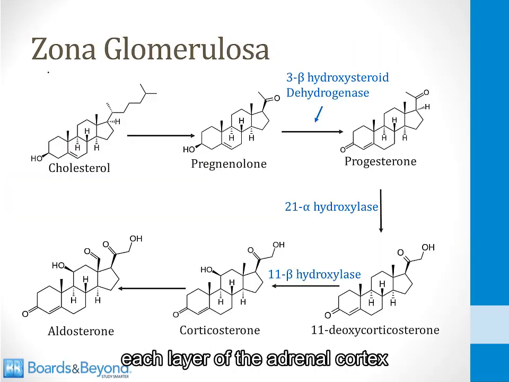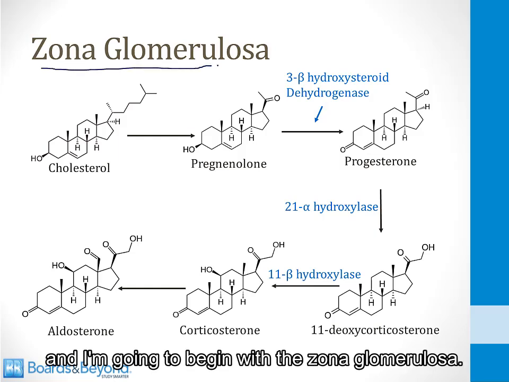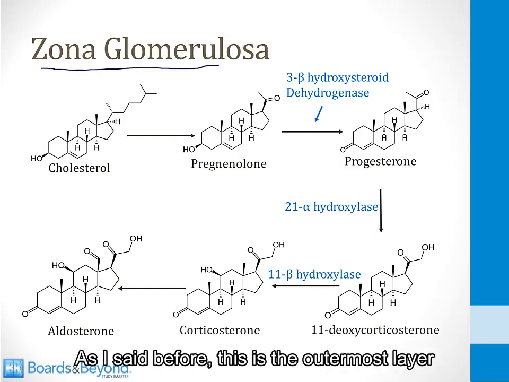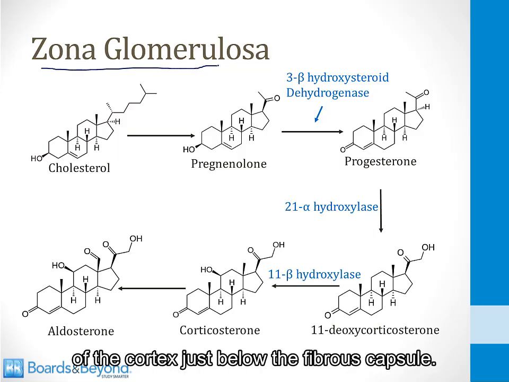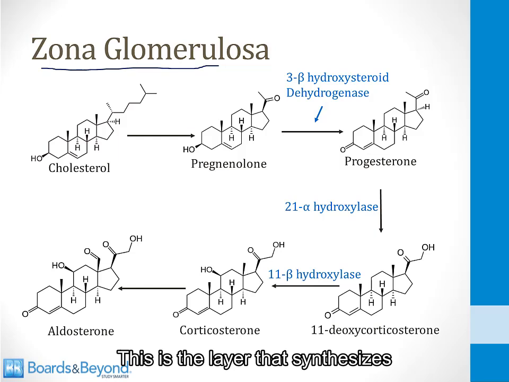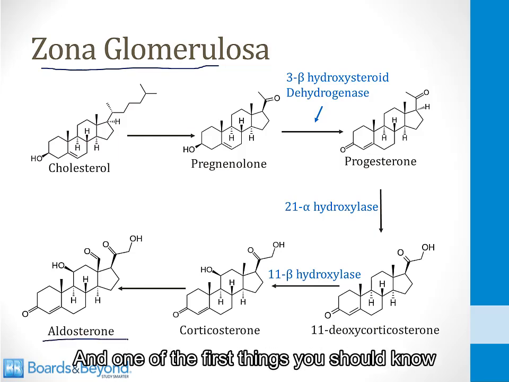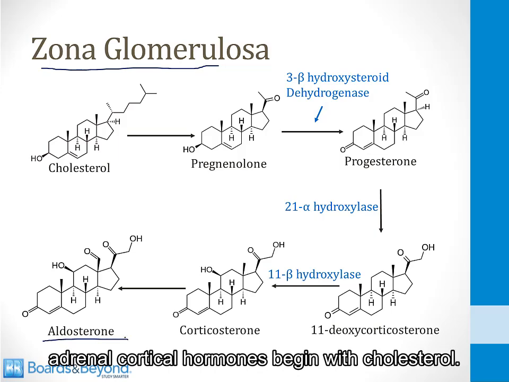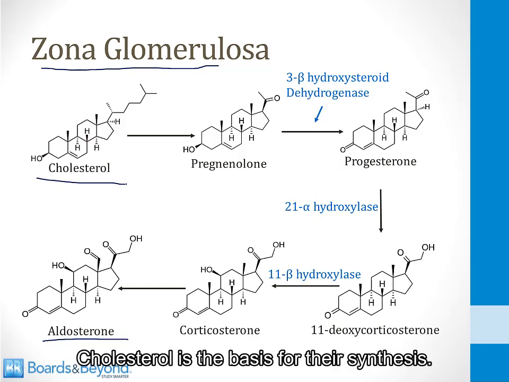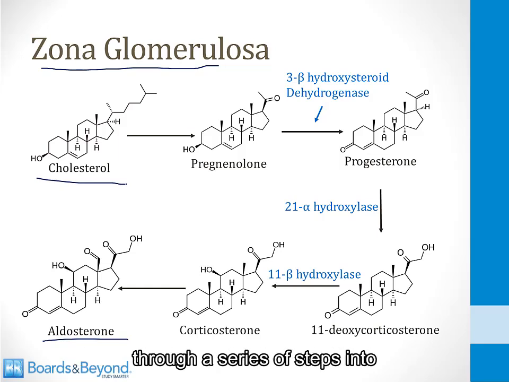Now I'm going to go through each layer of the adrenal cortex and show you how the hormones are synthesized biochemically. And I'm going to begin with the zona glomerulosa. As I said before, this is the outermost layer of the cortex just below the fibrous capsule. This is the layer that synthesizes mineralocorticoids like aldosterone. And one of the first things you should know is that all of these adrenal cortical hormones begin with cholesterol. Cholesterol is the basis for their synthesis. Cholesterol is then modified through a series of steps into all the different adrenal hormones.